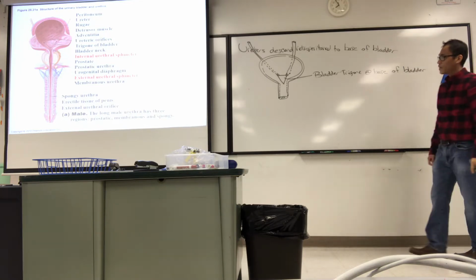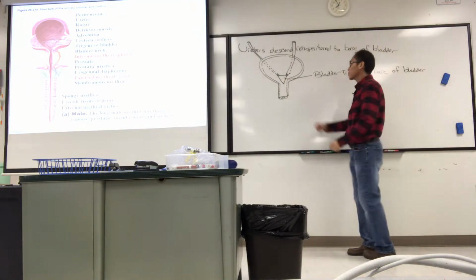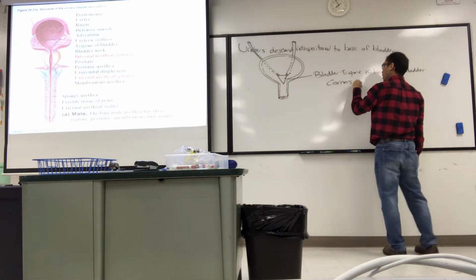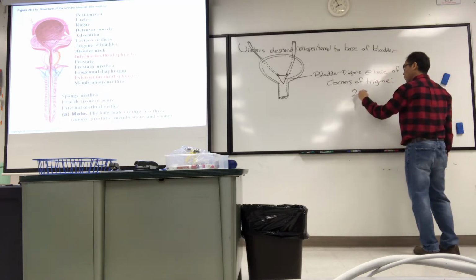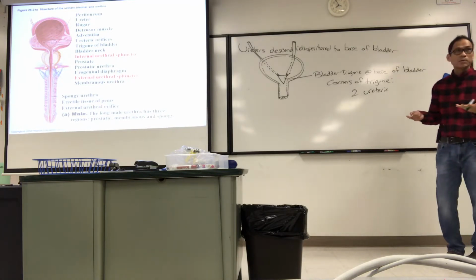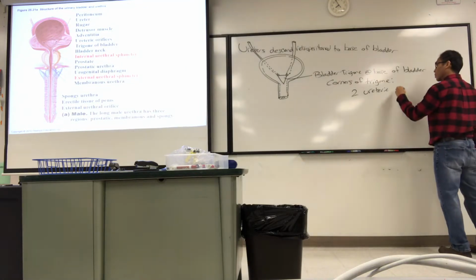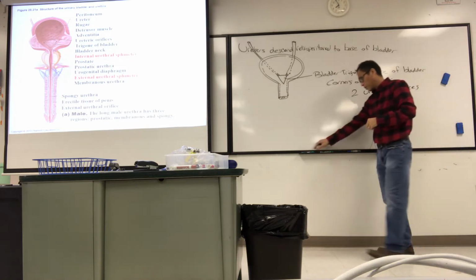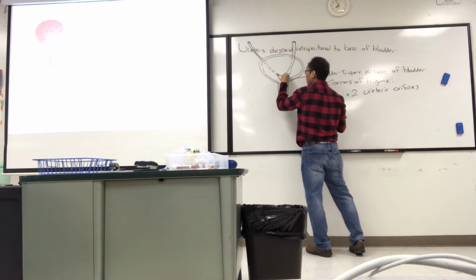The 3 points of the triangle, 2 are created by these orifices of the ureters. So the corners of trigone. So 2 are ureteric orifices. That's where the ureters dump the urine into the bladder. That was clear. Here and here.